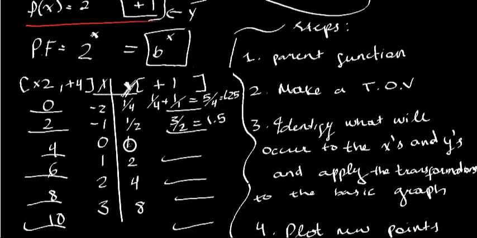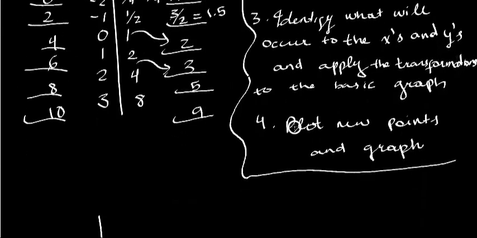Okay? 1 plus 1, well, that's 2. 2 plus 1 is 3. 4 plus 1 is 5. 8 plus 1 is 9. Okay? Now it's just plot new points and graph.